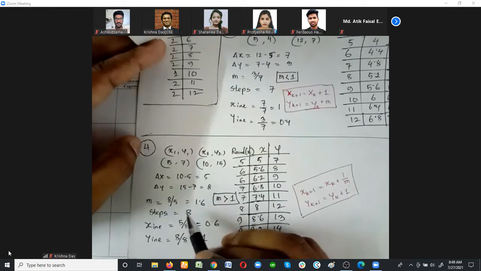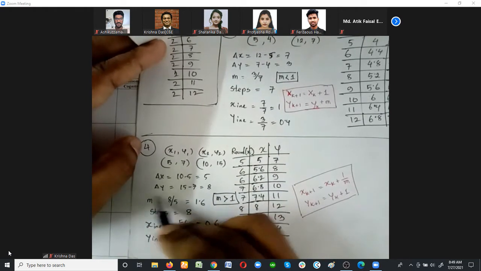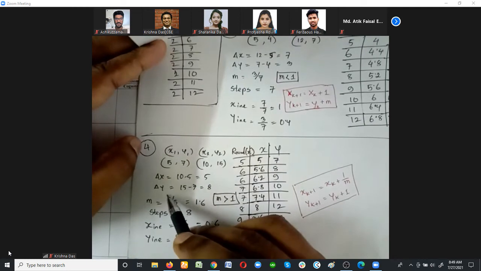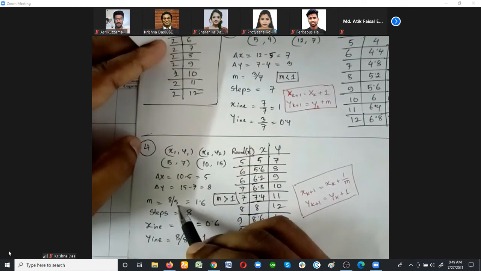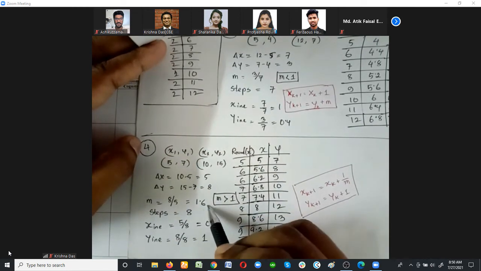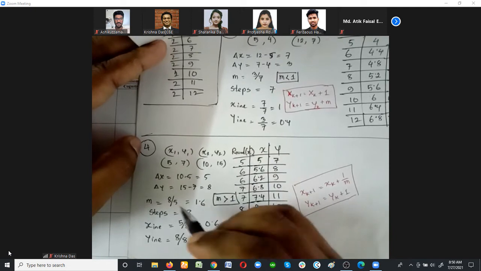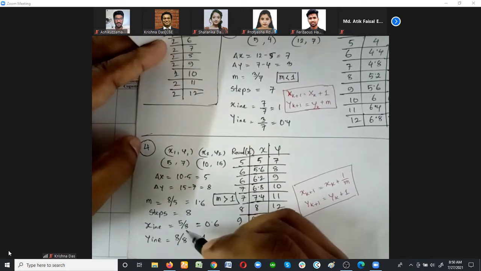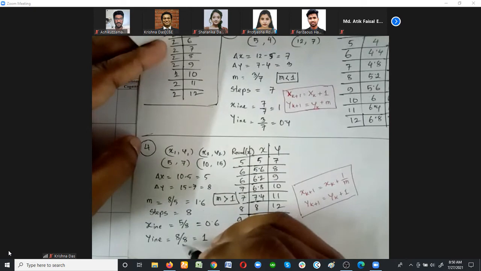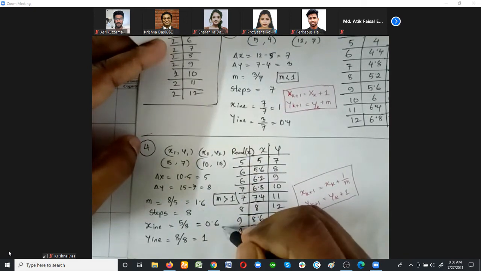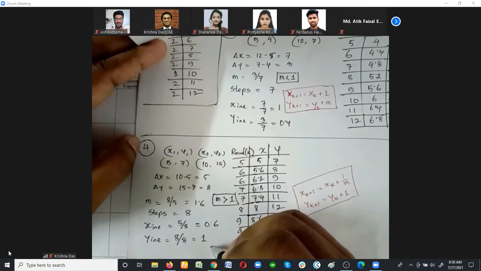And just for information, we try to see what the value of the slope is. We find del y divided by del x. As we know, the slope is 1.6, more than 1, that means more than 45 degrees. Now the increment values that we find: x increment is del x divided by steps, and y increment is del y divided by steps. So we get 0.6 for x increment, and 1 for y increment.